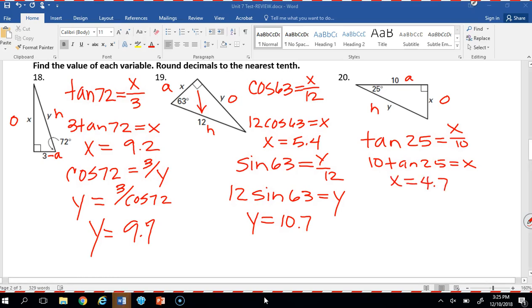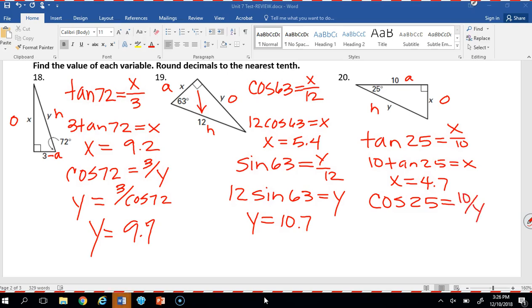Then, when we're trying to find y, we could use adjacent and hypotenuse. And that's our cosine. So the cosine of 25 is, again, equal to the adjacent, which is 10, over the y. And this is where we swap things again. So when we swap here, y is equal to 10 divided by the cosine of 25. And when we do that, we get that y is equal to 11.